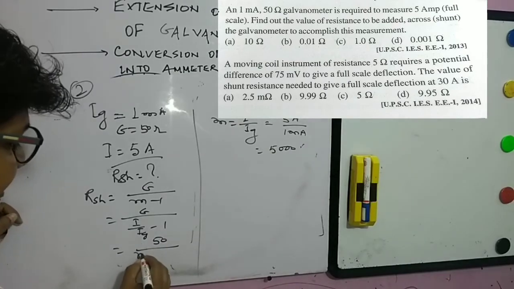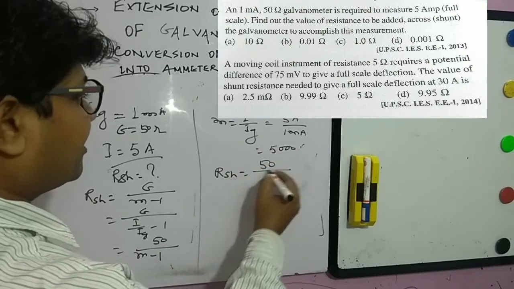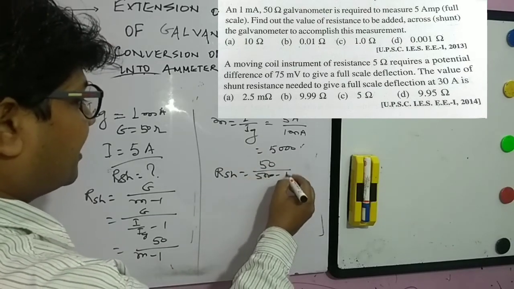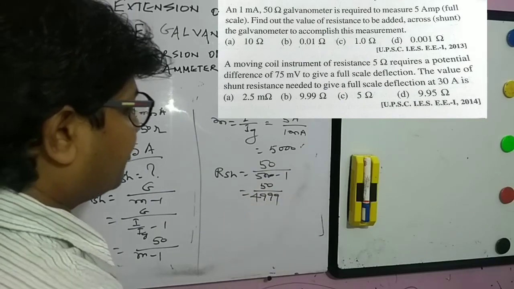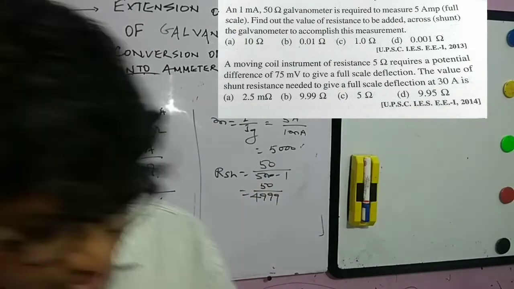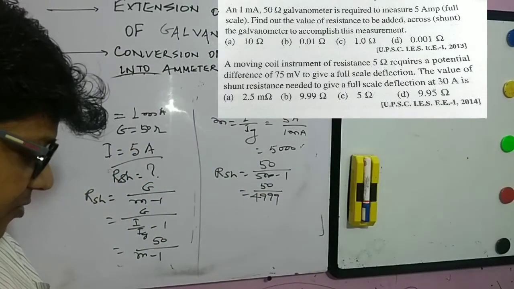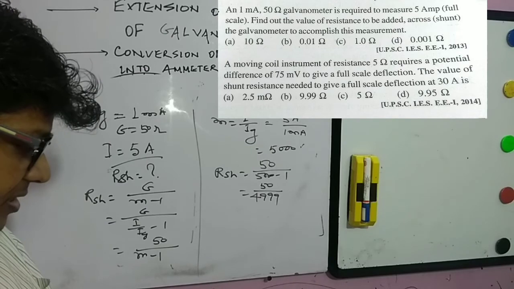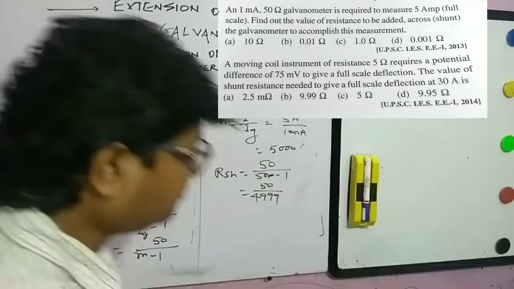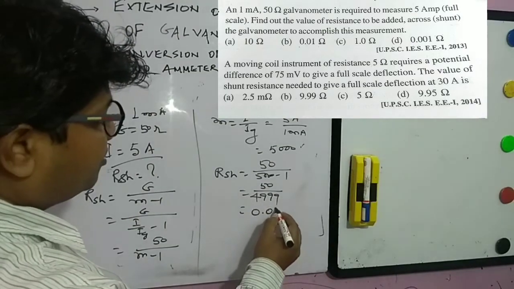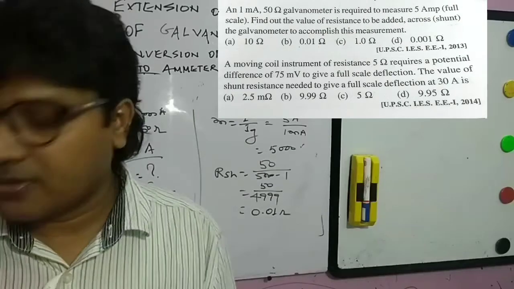So what we can write here, this is M minus 1. So RSH is equal to 50 divided by 5000 minus 1, so 50 divided by 4999. What will be the value? The calculator will give you the value. So the value is 50 divided by 4999 and this is equal to 0.01 ohm. This is the answer. Finish. Another problem you have solved.